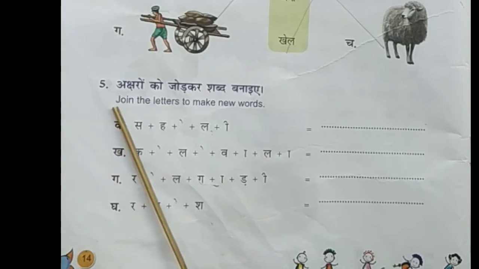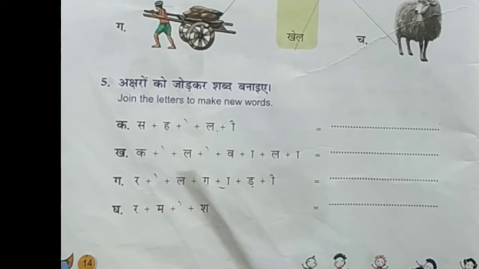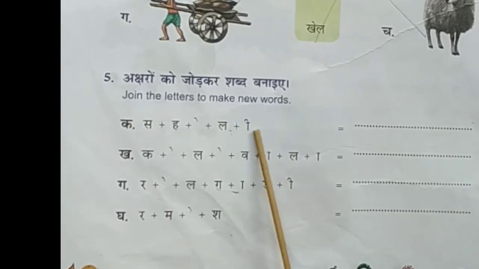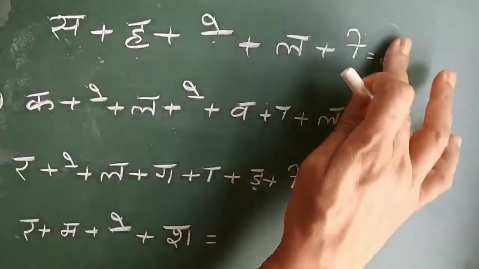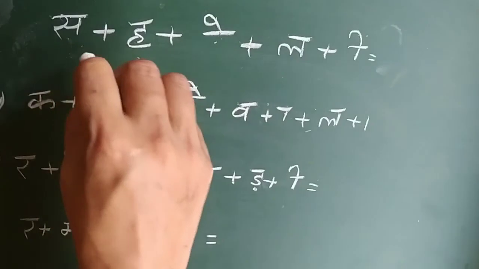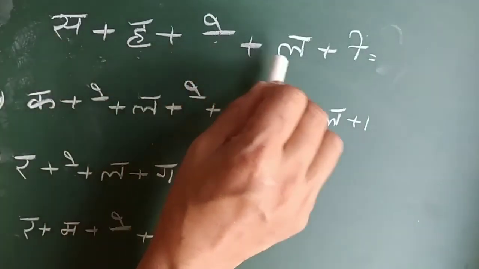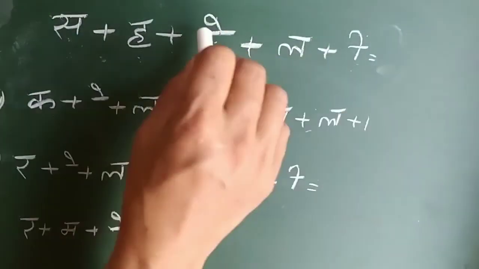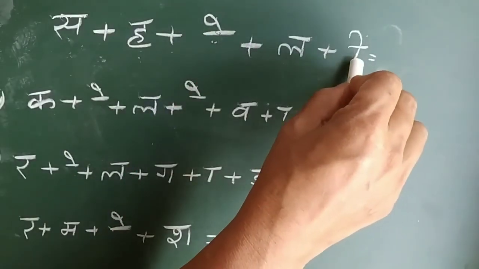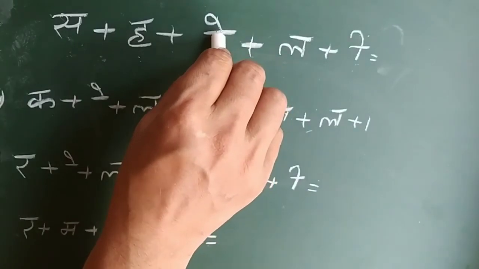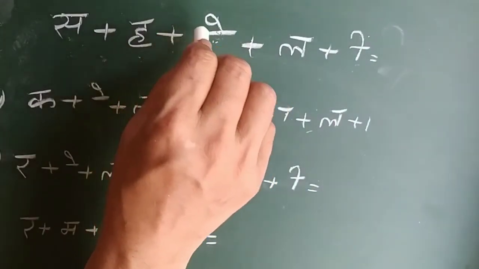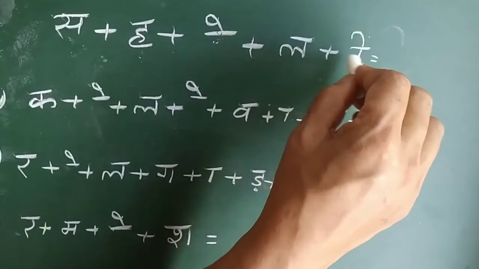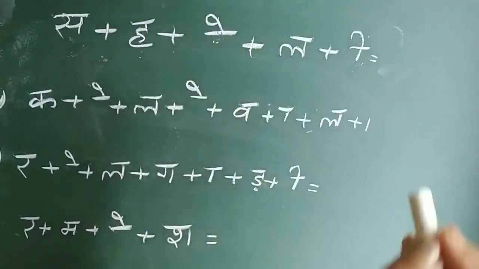Children, see the next exercise. Join the letters to make new words. Here, letters and symbols are given. You have to add the letters and symbols together and make a new word. See children: sa, ha with symbol e, la with symbol e. How to add and write? There are two symbols, symbol of a and symbol of e. The symbol of a is added above the letter, and the symbol of e is written after the letter. Clear?